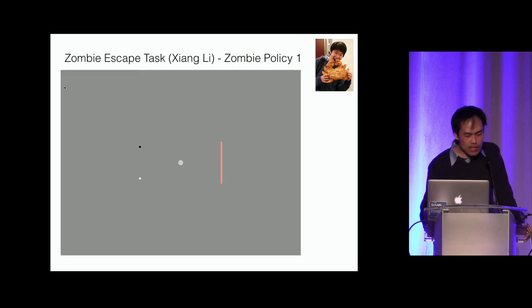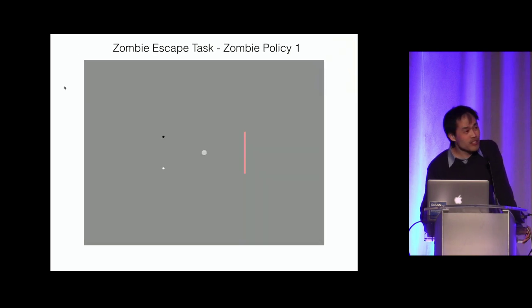Zombie escape task, last task I want to talk about. So this is getting pretty ecologically raw, if you will. So this is your two humans controlling the dots on the left, and in the middle you have a zombie who's trying to eat both of you. So your goal is for one of you to make it to the red line, and this movie has a very sad ending. So you have to do something a little bit smarter than that. So you have to distract the zombie.